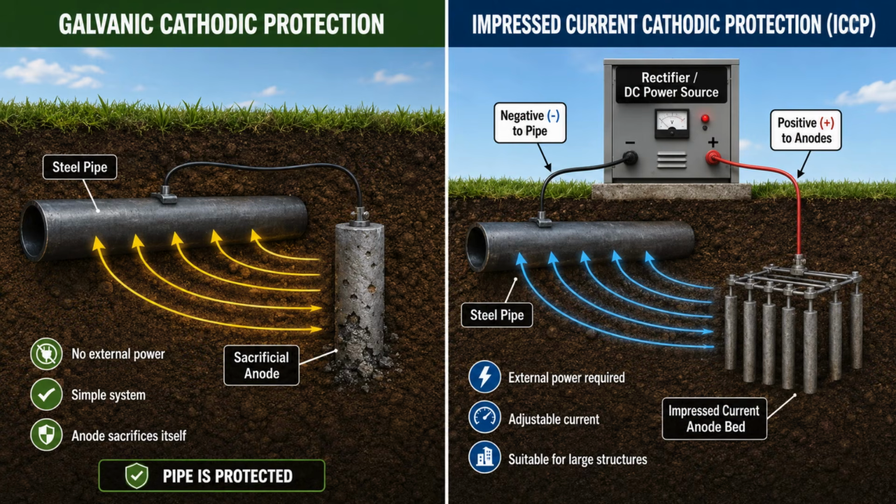The first type of cathodic protection is called galvanic cathodic protection. It is also called a sacrificial anode system. In this system, we connect the steel structure to a more active metal. Common sacrificial anode materials include magnesium, zinc, and aluminum. These metals are more willing to corrode than steel. So when they are connected to the steel in an electrolyte, they become the anode. The steel becomes the cathode. The sacrificial anode corrodes instead of the steel. That is why it is called sacrificial. It sacrifices itself to protect the structure.